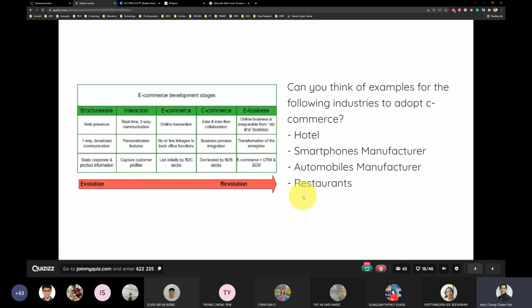Yeah. So can you think of examples for the following industries to adopt C-commerce, right? Can hotels adopt and try to work with other companies in order to provide their services and their goods? What about smartphones? What about automobiles? What about restaurants? And today you will notice that there are more and more organizations who are doing so. Now, anyone here can tell me who the hotel can work with, not with the people? All right.